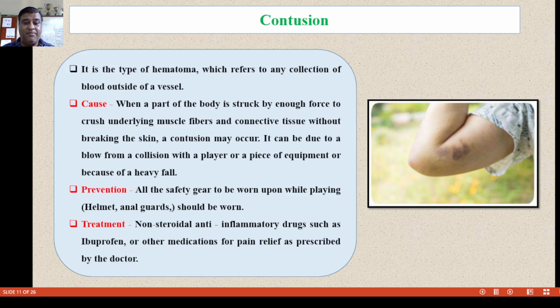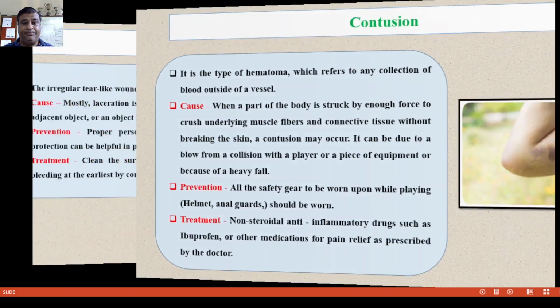What is the prevention? All the safety gear should be worn while playing, such as a helmet or guard. What are the treatments? Anti-inflammatory drugs should be used. If you have heavy pain, ibuprofen or medication should be taken as prescribed by the doctors.